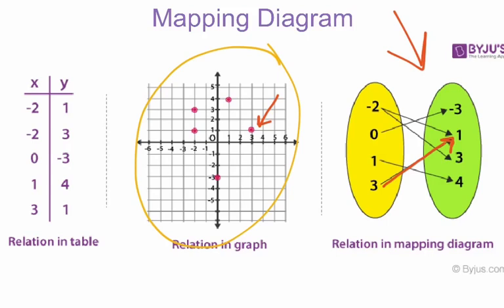Another example would be -2. You'll see right here, -2 actually has 2 ordered pairs from it. I'll switch to blue. But -2 has a 1 here, and there's also a dot at -2, 3. So they don't always go perfectly across. I just want to make sure that I've made that clear as we go across, okay?